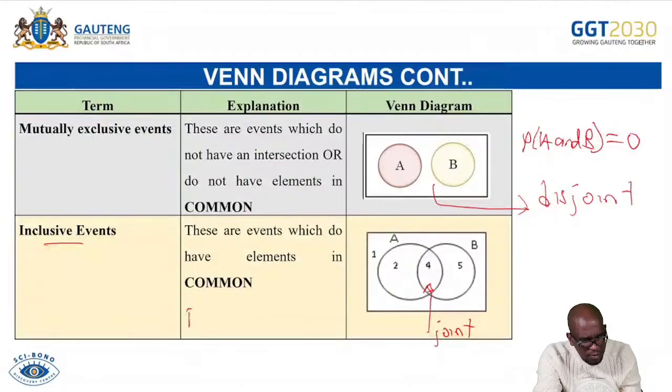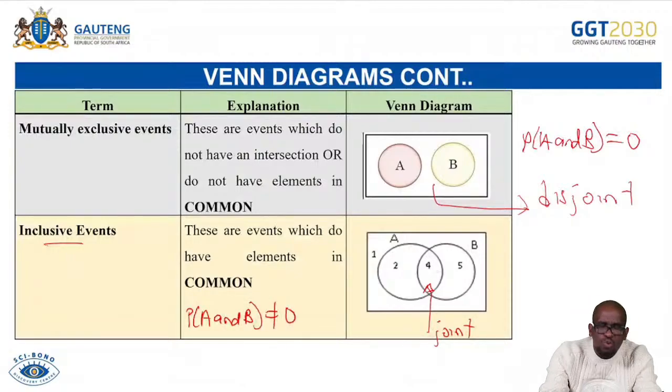But if the probability of A and B is not equal to 0, then you know that these particular events are not mutually exclusive, but rather inclusive, all right? Let's move on.